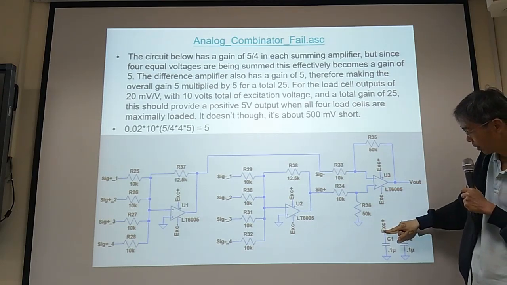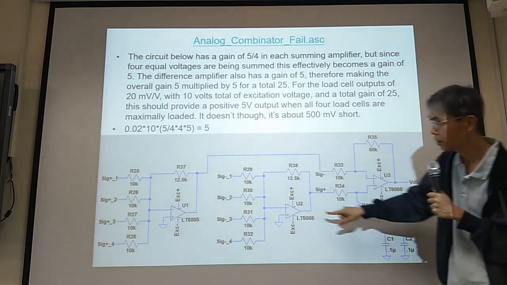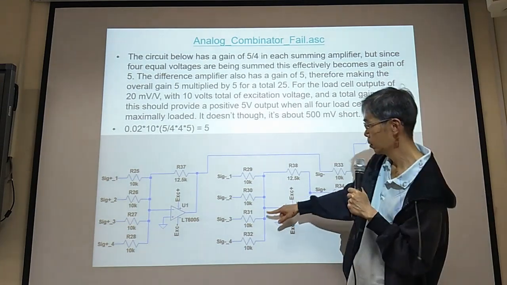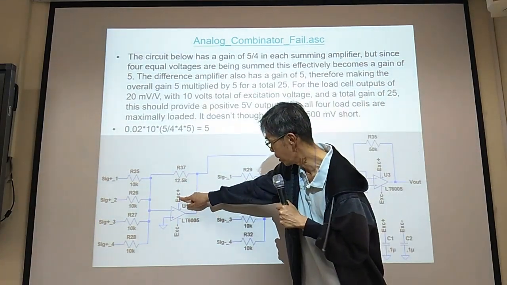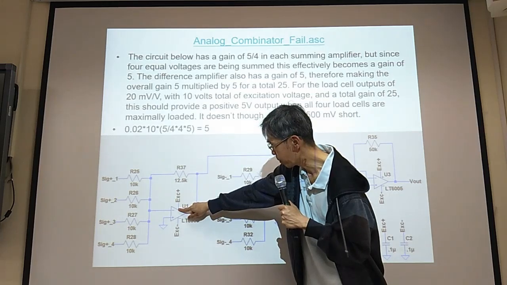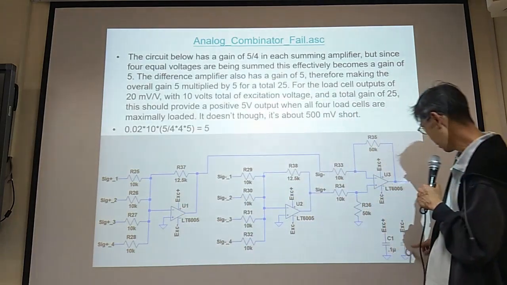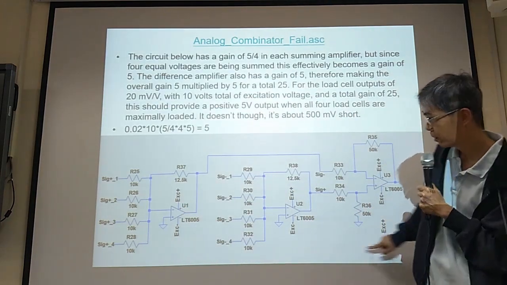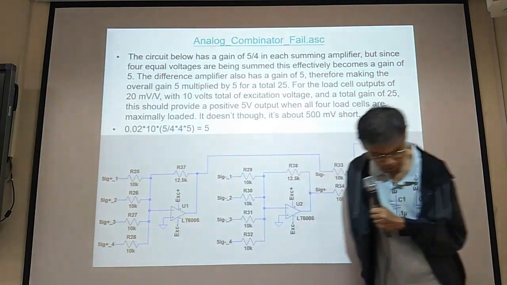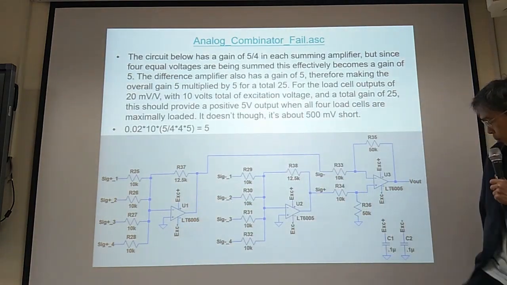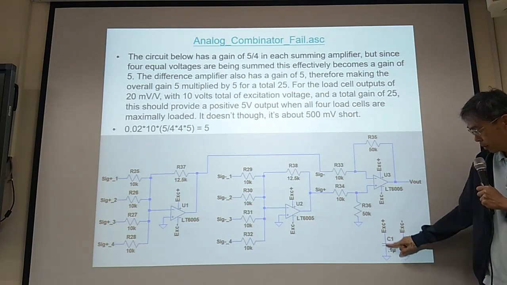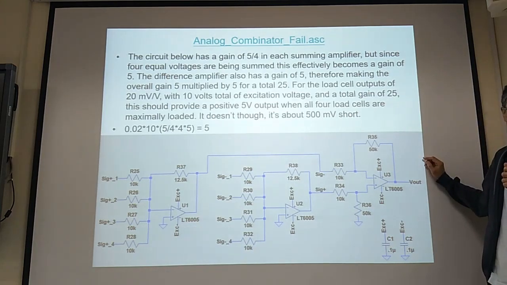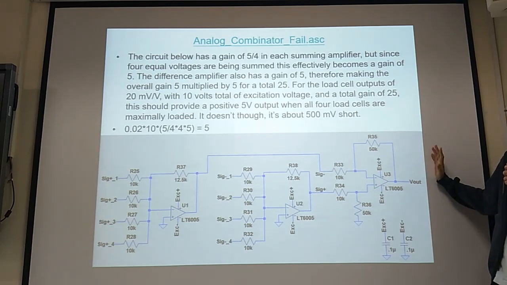And here, the excitation voltage plus, see, EXE plus, positive supply. This is negative supply. We add one coupling capacitor to remove the AC noise from the power supply.